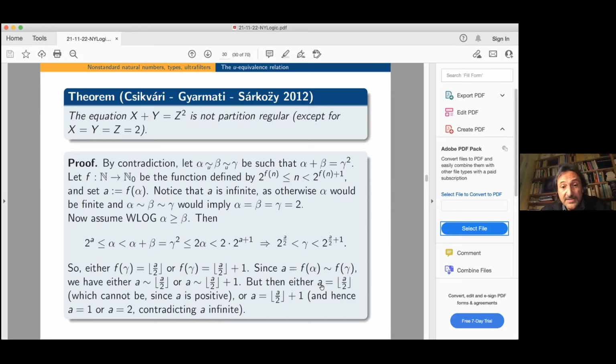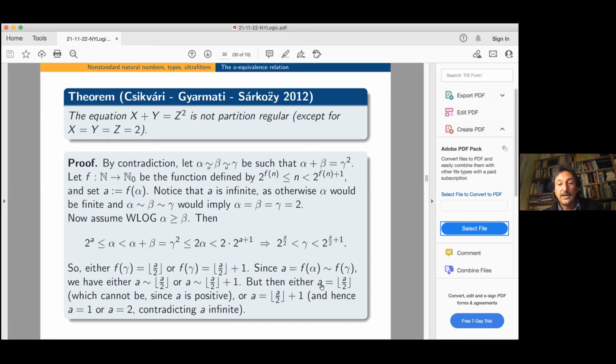Since alpha is less than 2 to the a plus 1, we have the inequality with 2 to the a plus 2. Then we take the square roots. So we have 2 to the exponent a divided by 2 is less than gamma, is less than 2 to the power a divided by 2 plus 1. Okay, so in this case, the exponent of gamma can be either the integer part of a divided by 2 or the integer part of a divided by 2 plus 1.